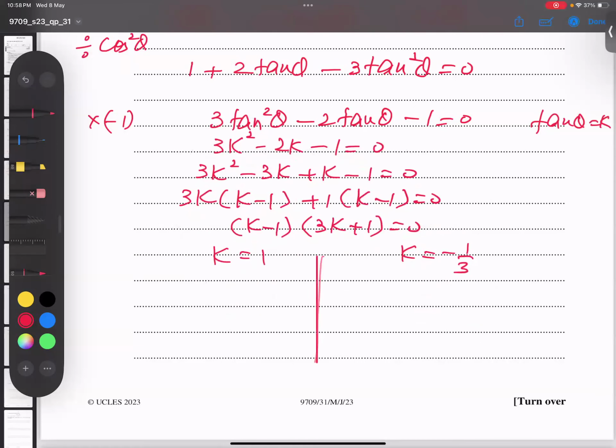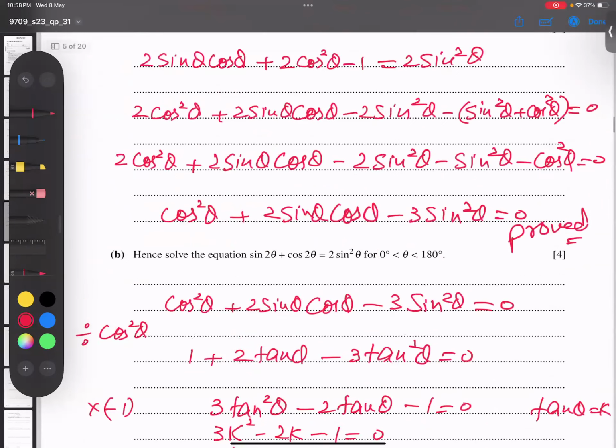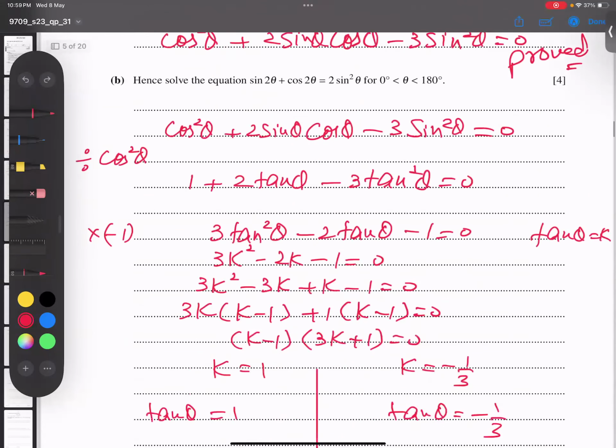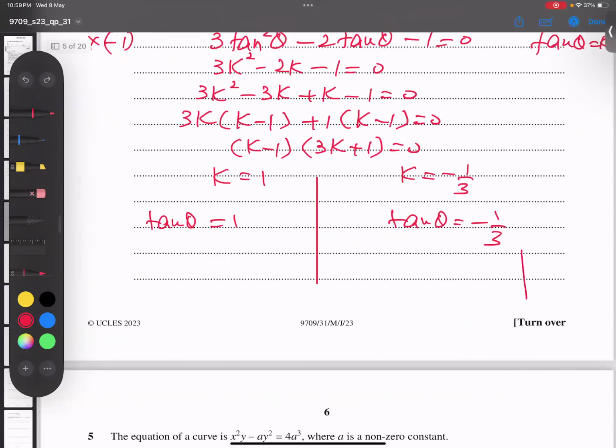So I make a line here and now I bring back here. So tan theta is equal to 1 and tan theta is equal to -1/3. Say the target is 180, it means first two quadrants you talk about. So tan negative is naturally coming negative, tan positive in first and third, and negative in this quadrant. This is out of range, this in range, in range.